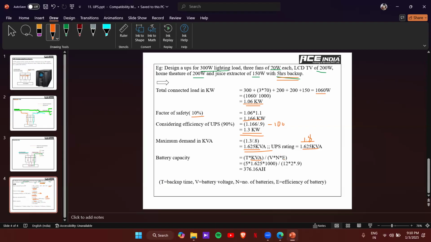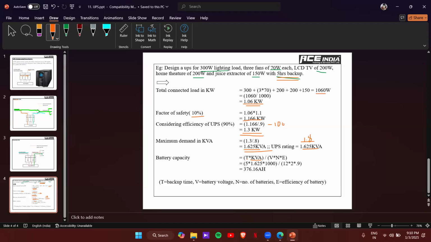Then finally, E is the efficiency. Again, batteries also have a certain efficiency level. It will vary from 80% to 95%, depending upon the brand or the manufacturer. And how to get that? We can get it from the product catalog itself. Exide, Amaron, any brand you can refer. From there you can get the efficiency of the battery. Okay.